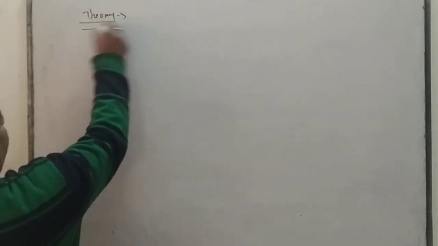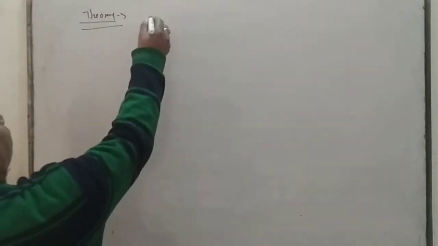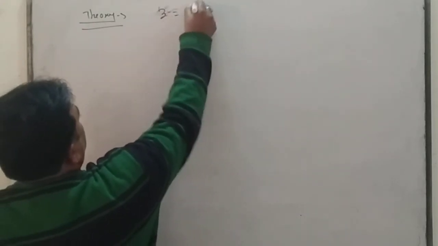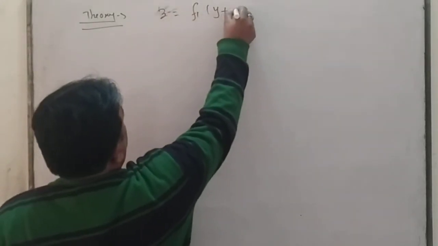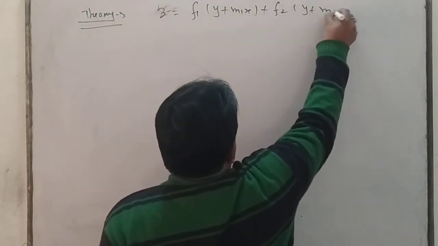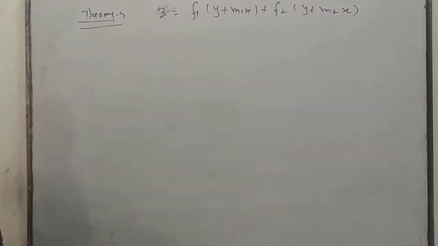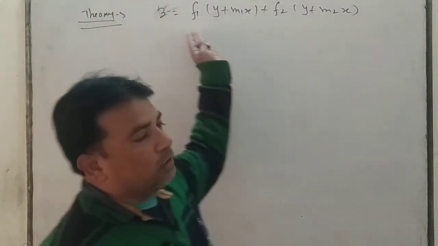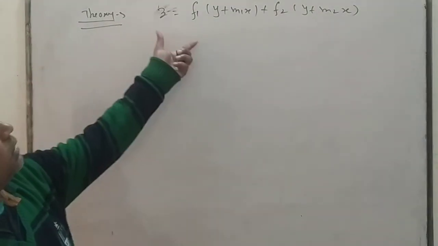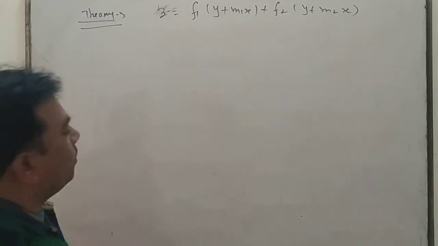Theory. We discuss how to write the solution of the partial differential equation in the form of z equal to f1 of y plus m1x plus f2 of y plus m2x. How to form this CF of the partial differential equations. We discuss the theory of this matter.